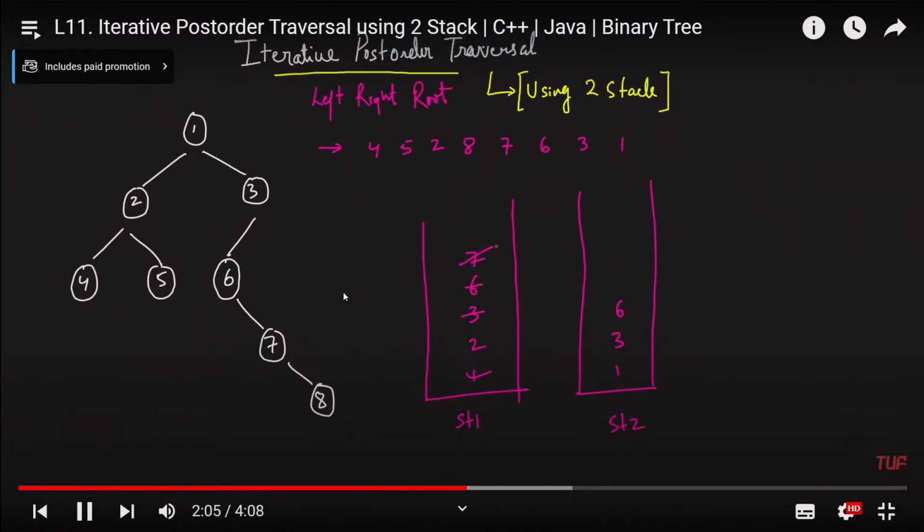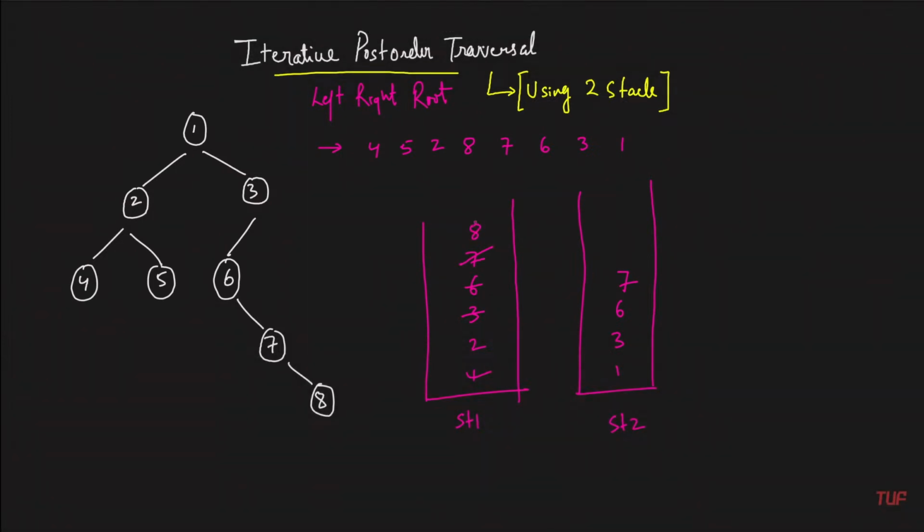When you come across, you get 7. So you'll take 7, you'll put that into your stack 2. Once you put that into your stack 2, for 7, does there exist a left? No. Does there exist a right? Yes. Take it and put that into your stack. In the next iteration, take this 8, put that into your stack 2. And again, does 8 have a left? No. Does 8 have a right? No. So you'll not do anything.